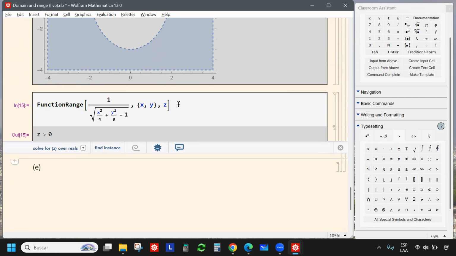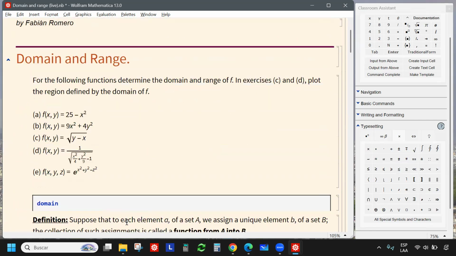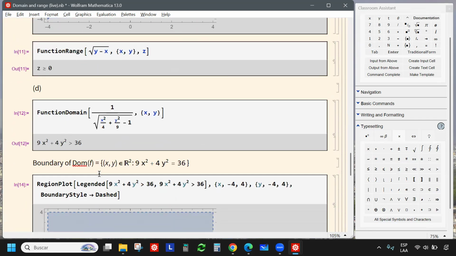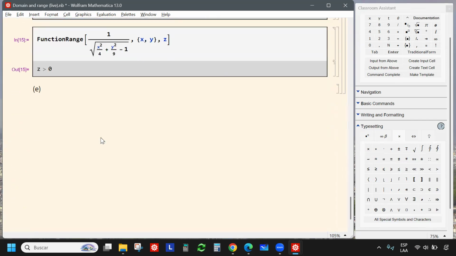Well, the last exercise, E, is a function that depends on 3 variables. Let's see, I will copy here. It is the exponential function raised to e to that polynomial, a 3 variables polynomial. So in this case, there are no restrictions on the variables, meaning that any value you give to x, y, or z, you will obtain a real number of the polynomial. Then the exponential function is defined for all real values and the result is a positive real value.